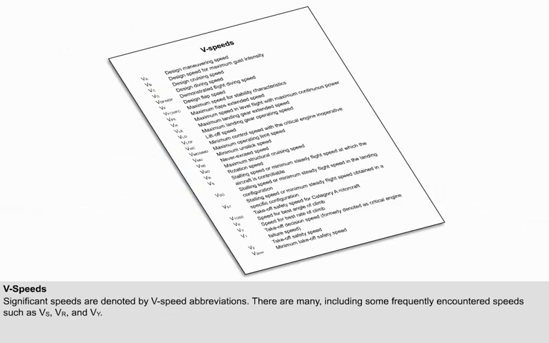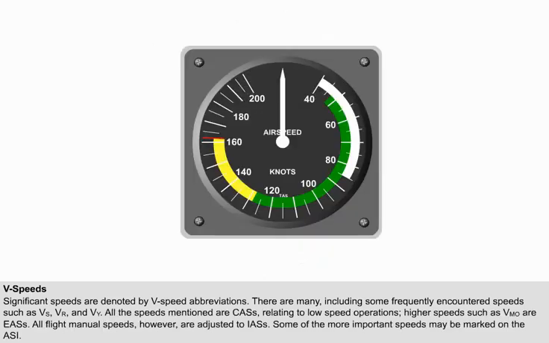Certain operating or limiting speeds that are significant in the operation of an aeroplane are given abbreviations for easy reference, known collectively as V-speeds. There are many of them, covering the entire flight envelope. For example, VS, stalling speed, VR, rotate speed, and VY, best rate of climb speed. All the above-mentioned speeds are calibrated airspeeds, as they relate to operations at low speed. Maximum operating, VMO, is an equivalent airspeed because it is a high speed.